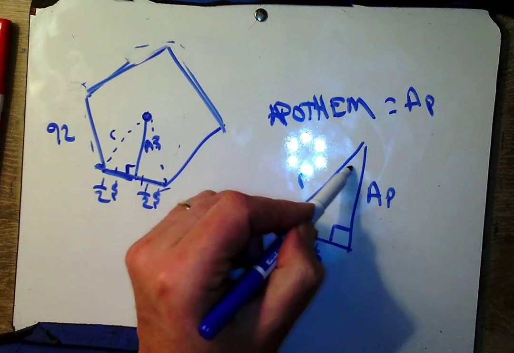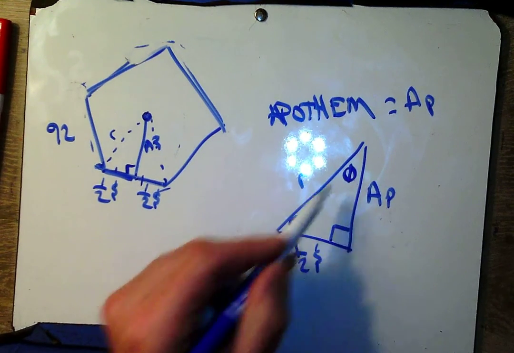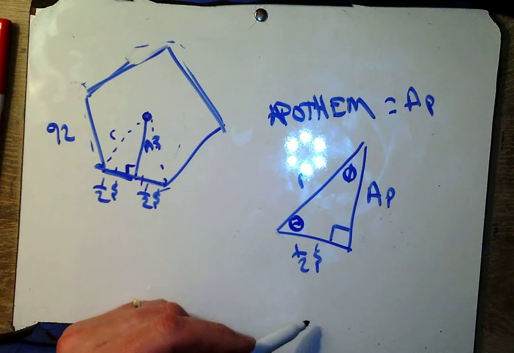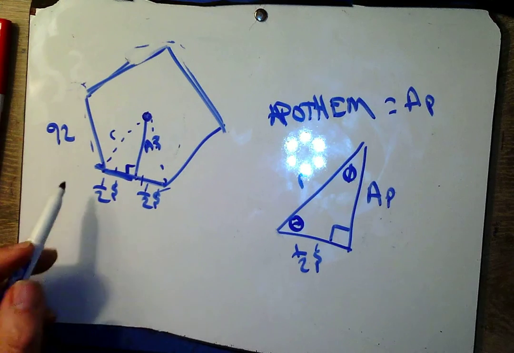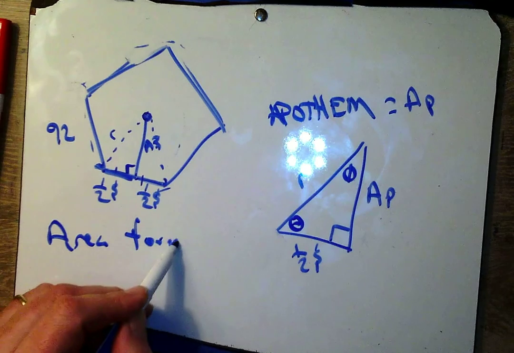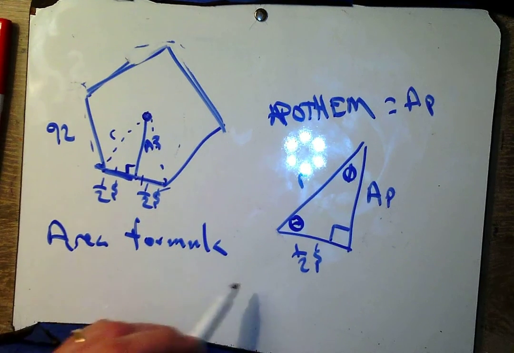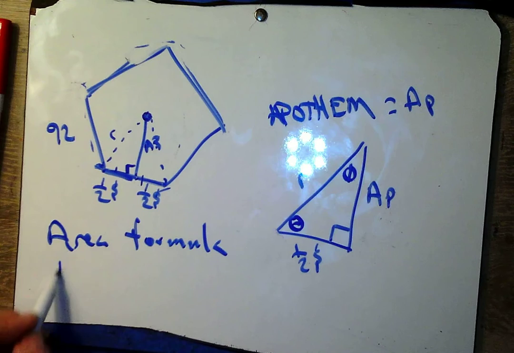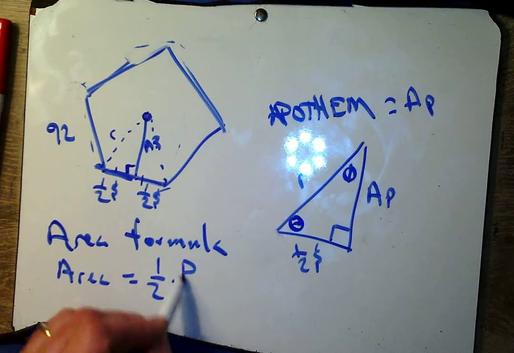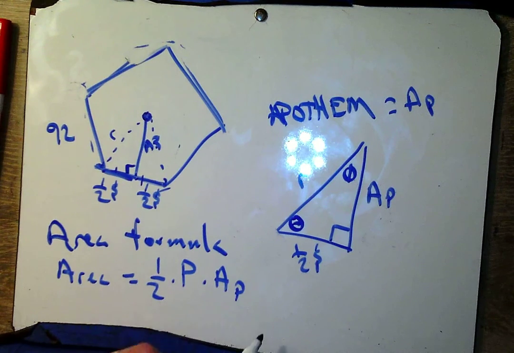Theta and phi. You're going to need to know one of those, and I'll show you how to figure it out in a minute. The last thing that we're going to need is the area formula. The formula for the area of a regular polygon: area equals 1/2 times perimeter times apothem. I really want to say apothem.